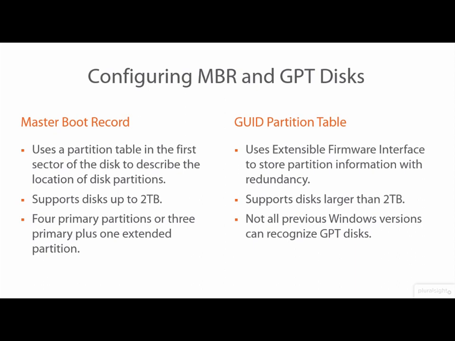Now, the biggest differences between MBR and GPT have to do with how much storage space either of these can provide. MBR supports disks up to 2 terabytes, and GPT can support disks up to and larger than 2 terabytes. The actual size is significantly larger than 2 terabytes. The other thing is that MBR disks are limited to 4 primary partitions, or 3 primary partitions plus 1 extended partition that can be chopped up in various ways. This is not the case with GPT disks, where you can have a virtually unlimited number of partitions. Now, it's obviously not unlimited, but there's a very large number that's probably larger than you'll ever use.